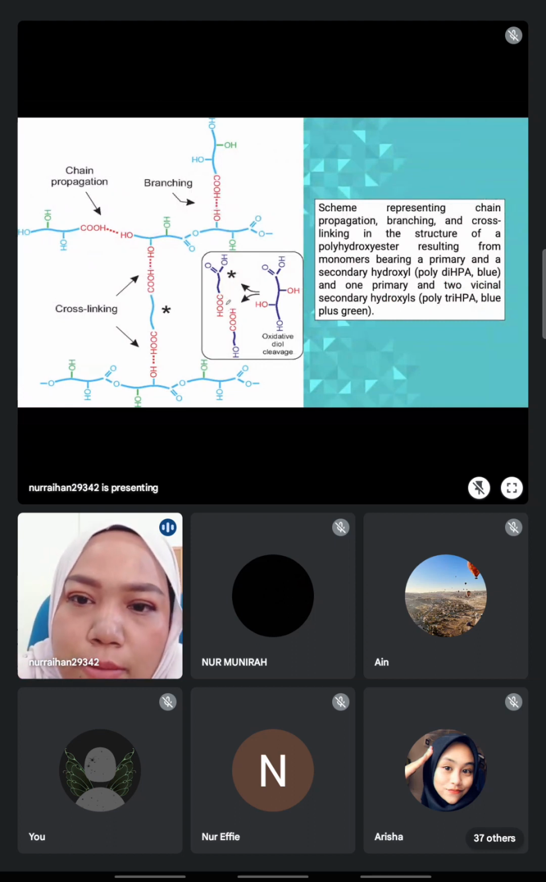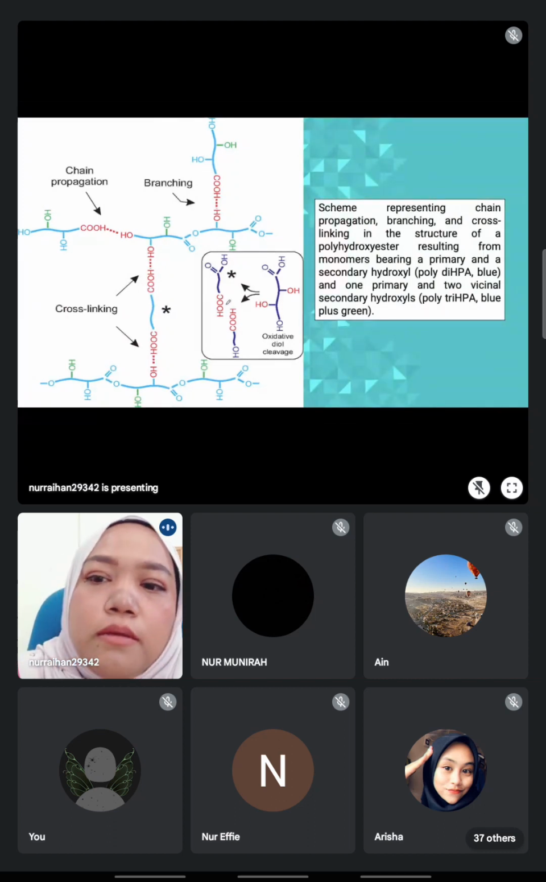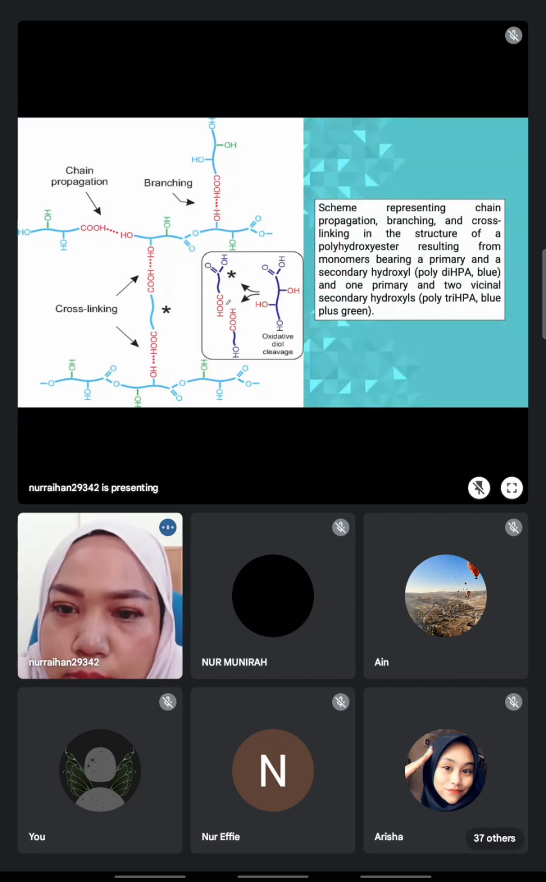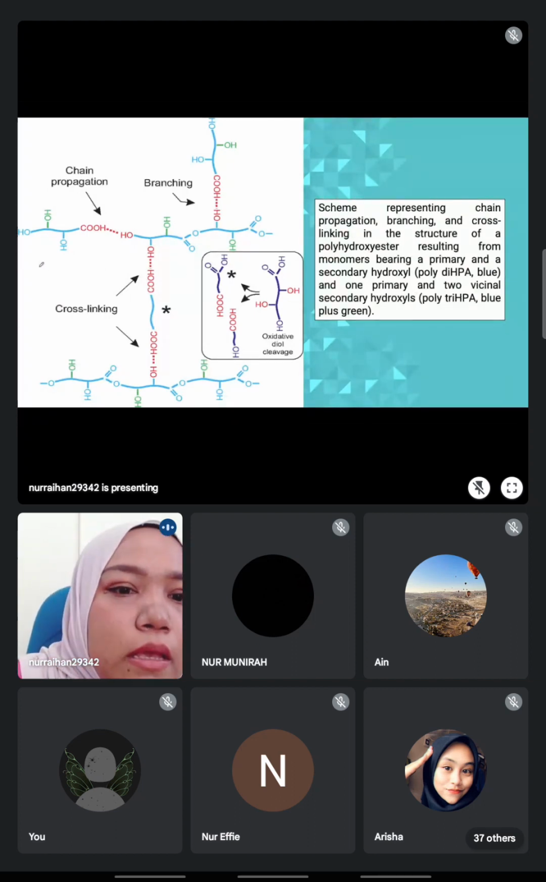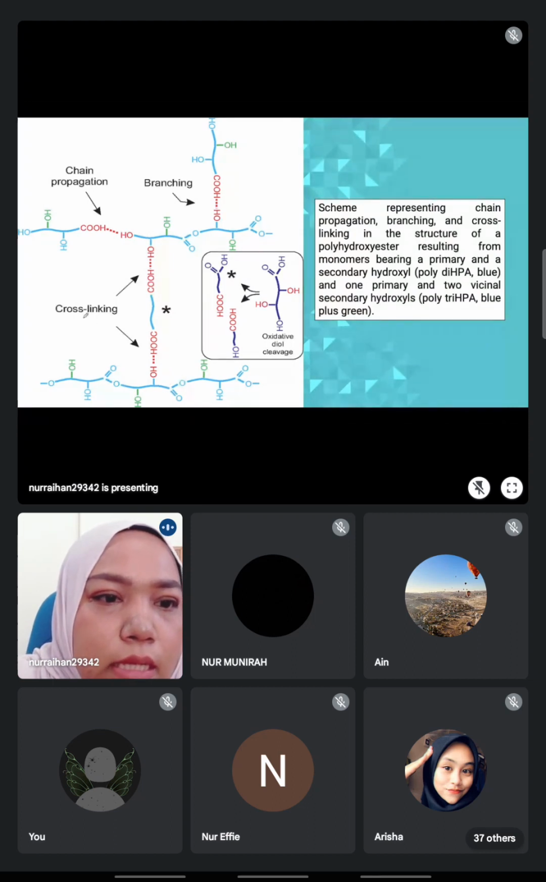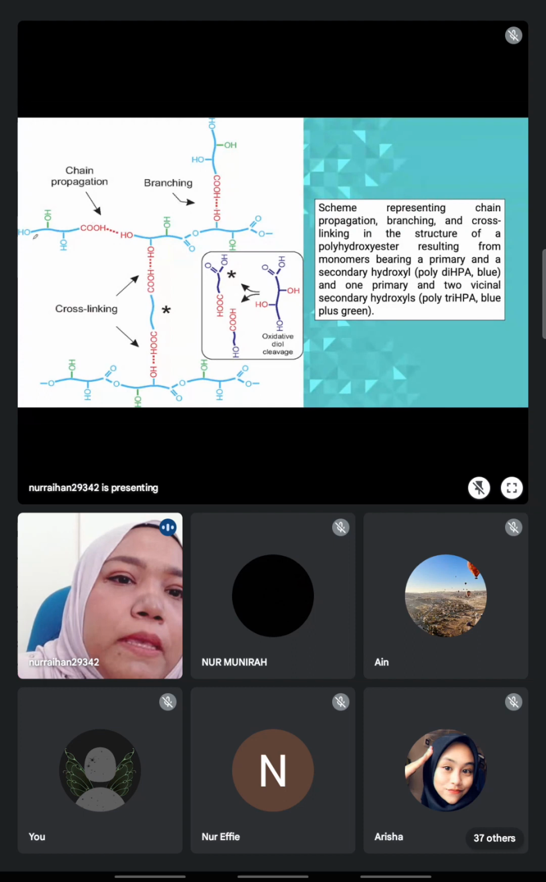Okay, ini contoh yang mana melibatkan propagating, branching and cross-linking in the structure of the polyhydroxyester resulting from the monomers bearing a primary and secondary hydroxyl. Okay, ini contohnya. So, kita ada monomer yang pertama, kita ada hydroxyl group dan juga kita ada secondary hydroxyl. Okay. So, kalau you perhatikan dekat sini, ini adalah polymer chain yang pertama.